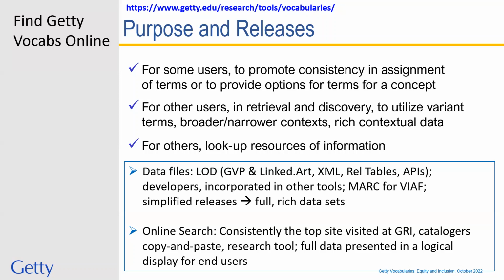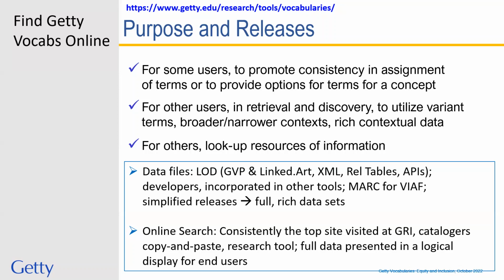Also, these files can be transformed. For example, the Virtual International Authority file uses MARC that is obtained from one of these other files. So among these releases, you'll find simplified releases for developers who just want to link to the concept. But also, some of the releases have full, rich data sets that can be used for complex retrieval and discovery.